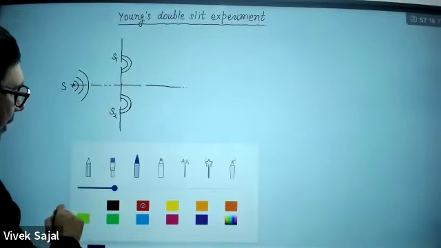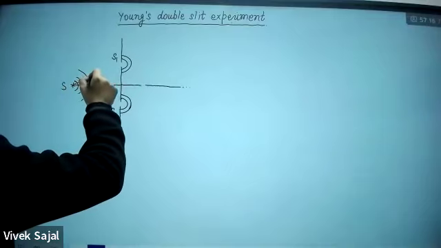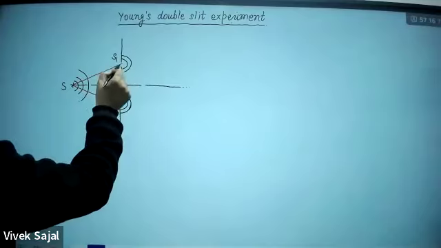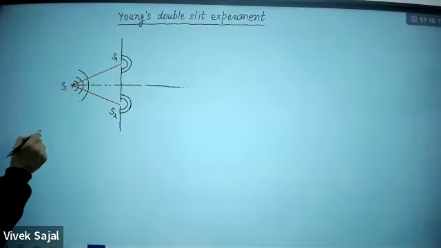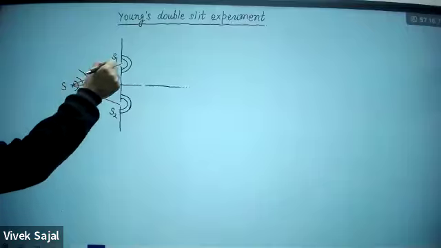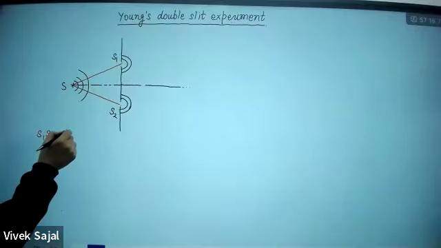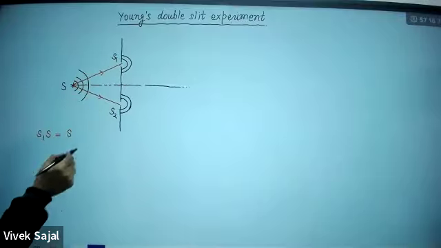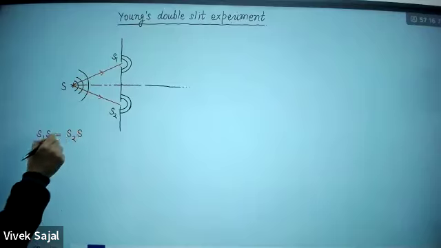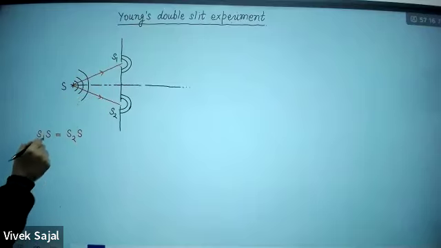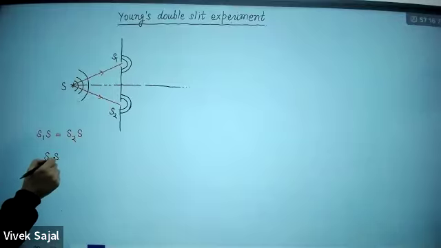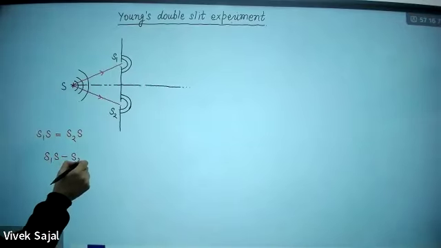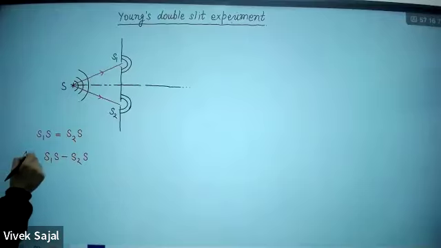Second, we have placed this S1 and S2 symmetrically with respect to this S. So the path traveled by this part of the wavefront, S1S, is exactly equal to the path traveled by the other part of the wavefront before reaching S2. They are equal. So what is the path difference between these two? That is 0. So you can say S1S minus S2S, that is the path difference, that is 0.